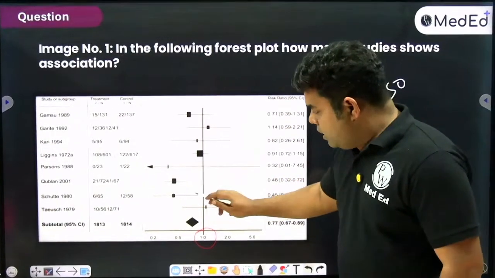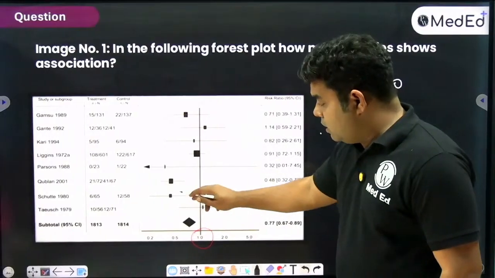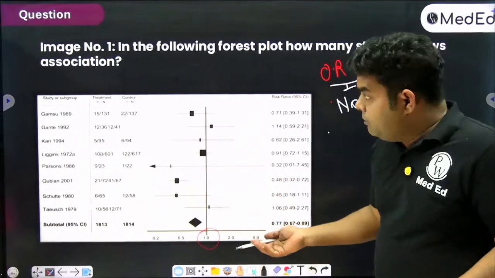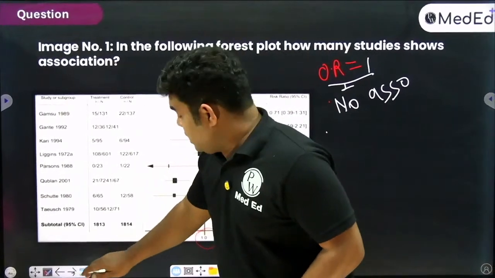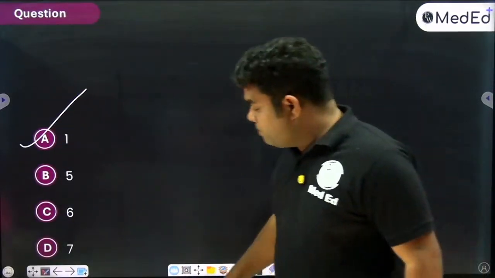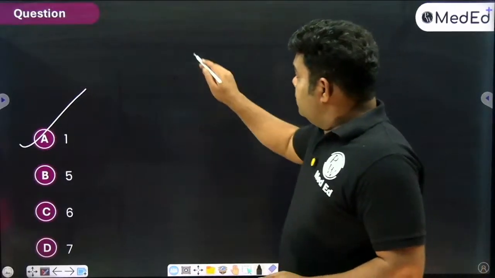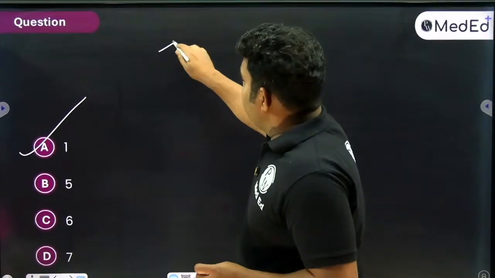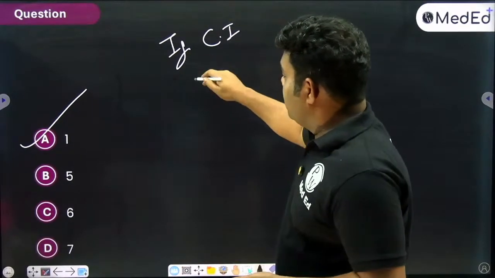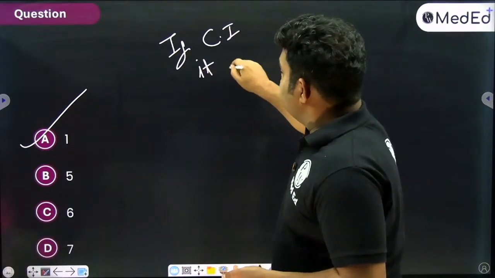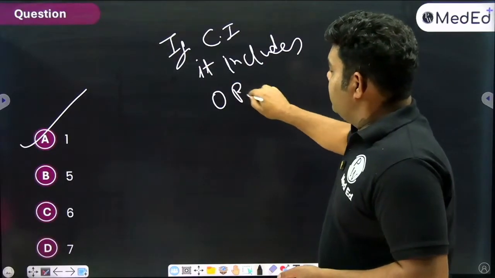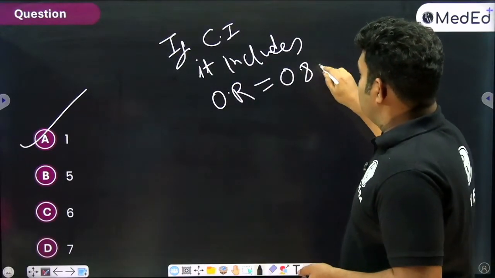Out of these 8 studies, only the sixth one is not crossing it. So that's a simple image-based question. We can see through it and simply say that only one study is showing positive association. But why is it so? The reason is that if suppose our line, which indicates the confidence interval, includes odds ratio of, let's say, 0.8 to 1.2.